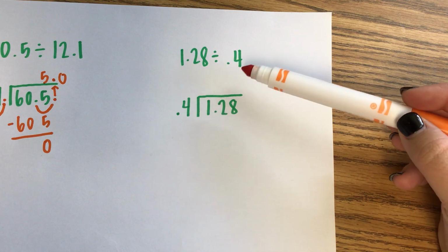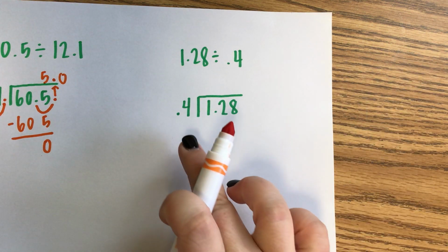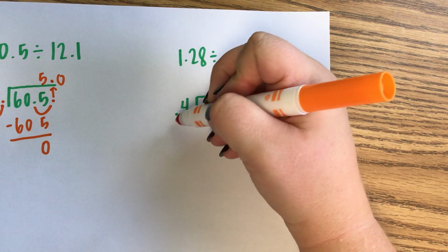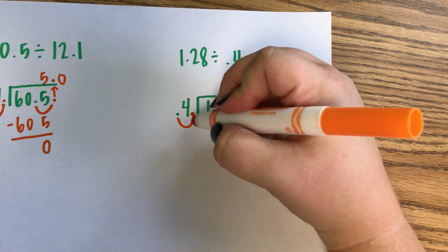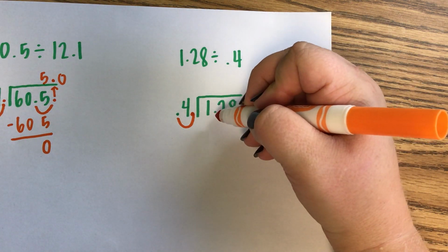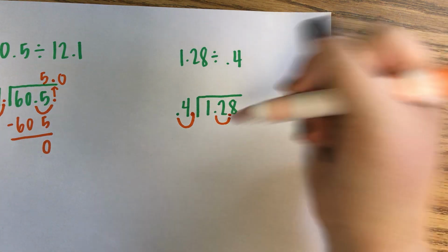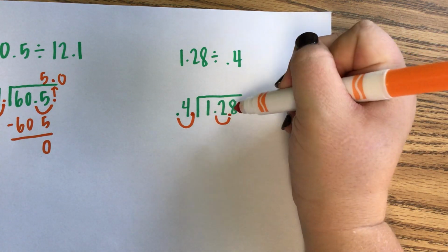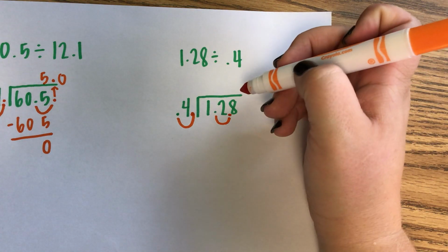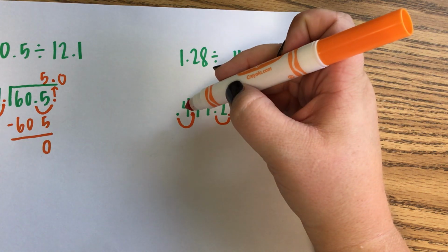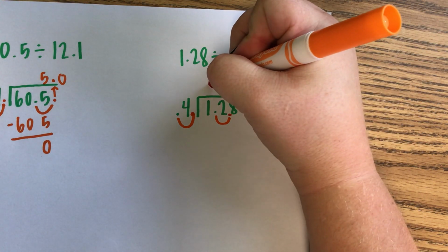1.28 divided by 0.4. Okay. Now this one's going to look a little bit different because there's only one time we have to move this decimal over. And since we moved it one time, we only have to move this one once. So it's 12.8 divided by 4. Now we look at how many times 4 goes into 1. Well, I know that's 0.